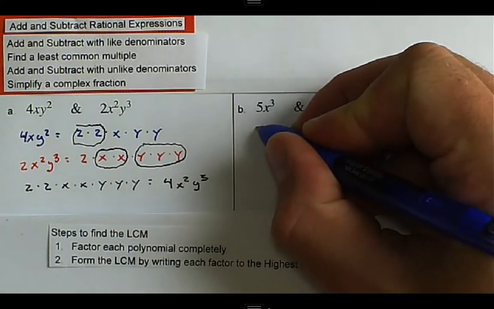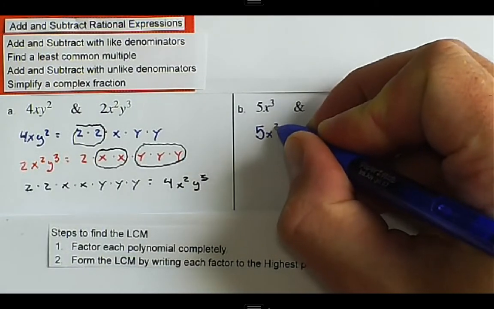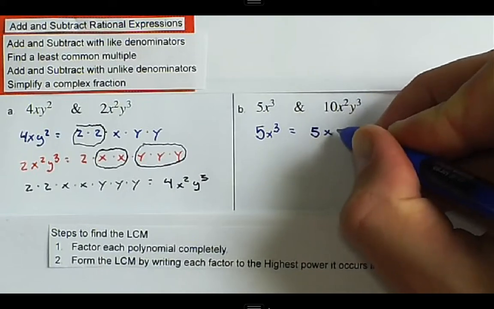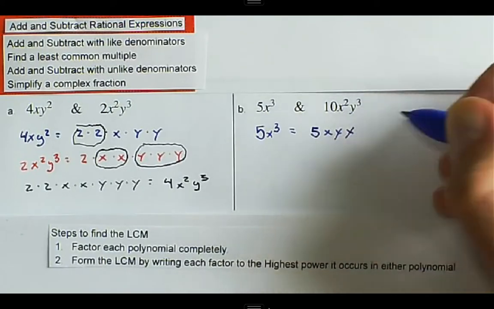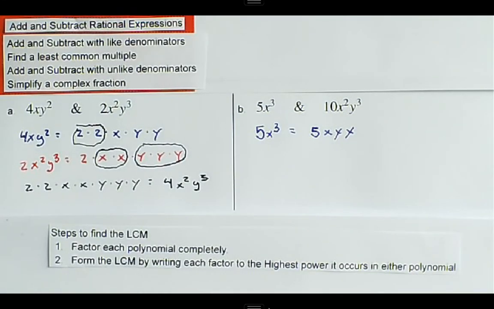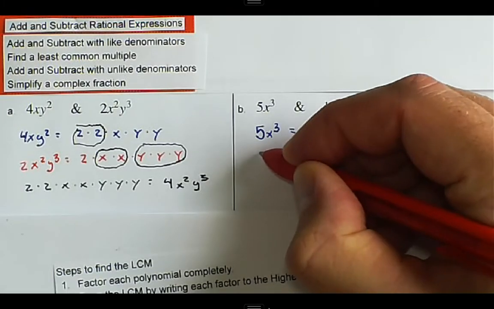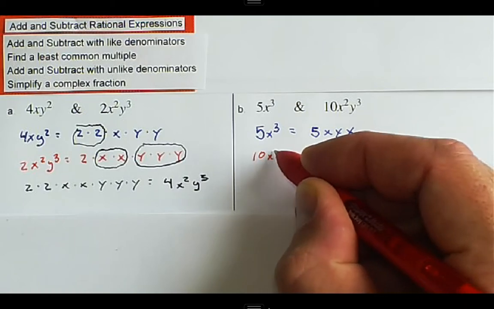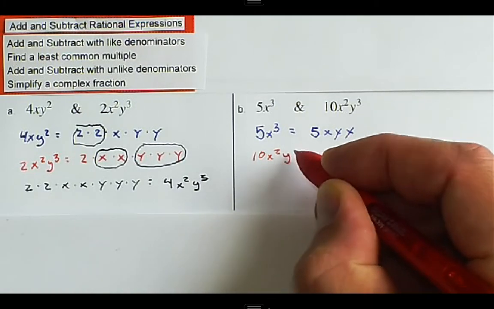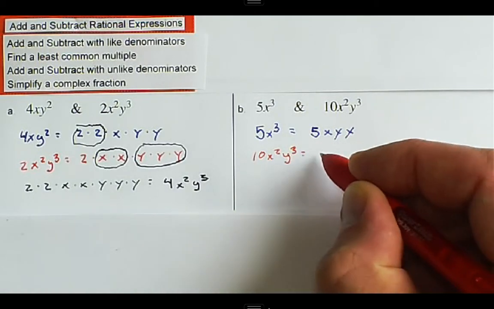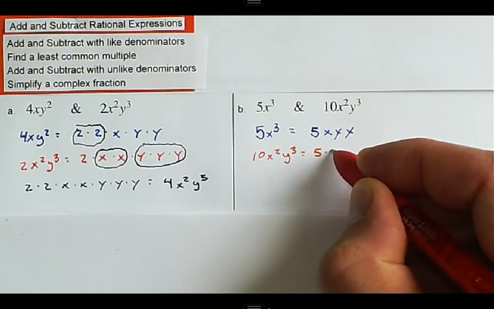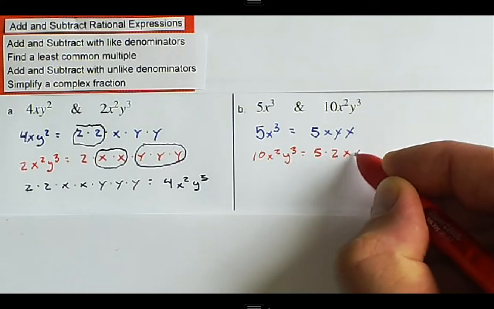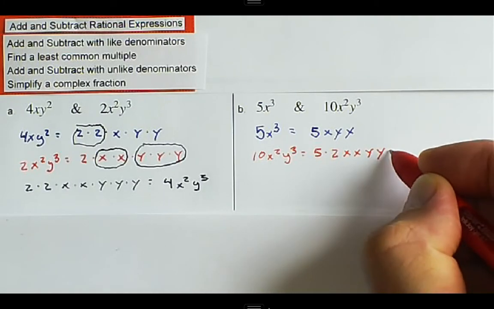So we have 5x cubed. We can write that out as 5 times x times x times x. And then we have 10x squared y cubed, and that can be written as 5 times 2 times x times x times y times y times y.